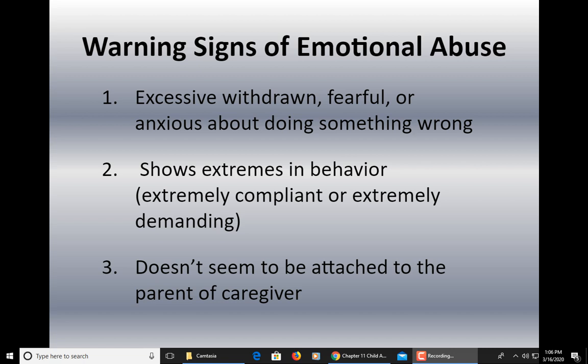So here are some of the warning signs of emotional abuse: fearful, withdrawn, anxious, worried about repercussions, doing something wrong, extremely compliant or demanding because you're not getting enough attention, doesn't seem to be attached to the parent or the caretaker. Think about when you see parents with kids outside. How many kids are interacting with their parents or their caretakers, and other kids you see and you're not sure if those kids belong to that parent or not because there's no interaction. Some of these signs are obvious, some signs are rather subtle.